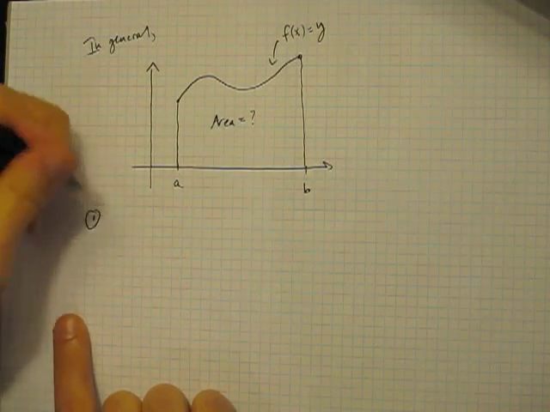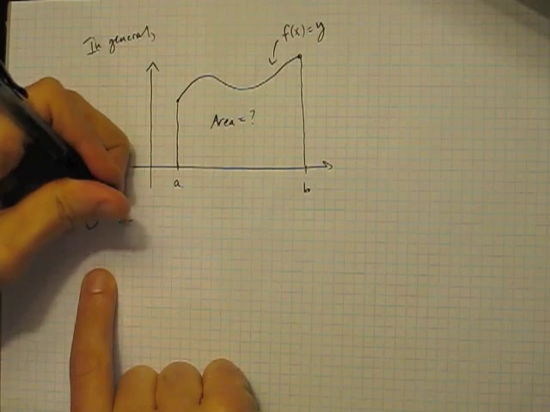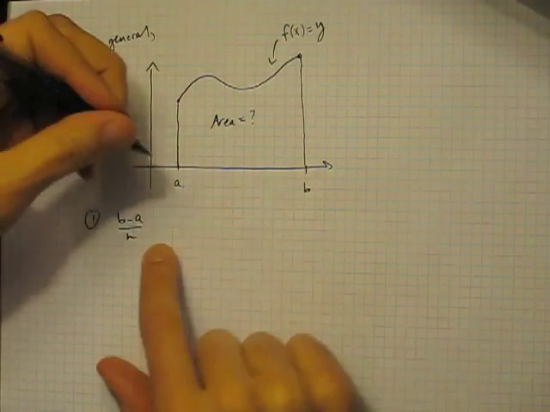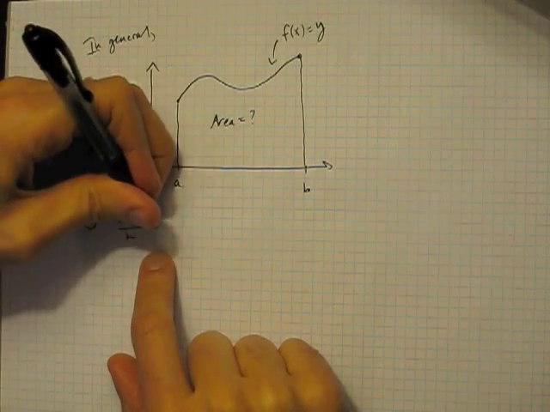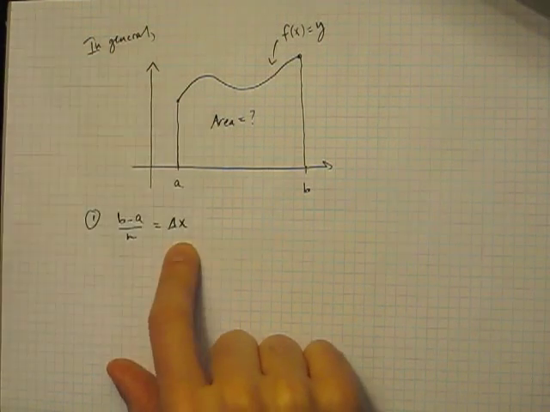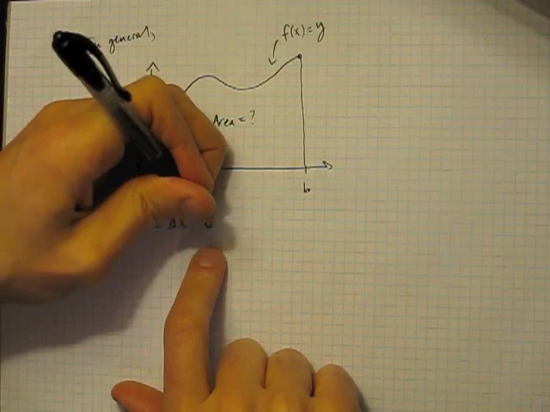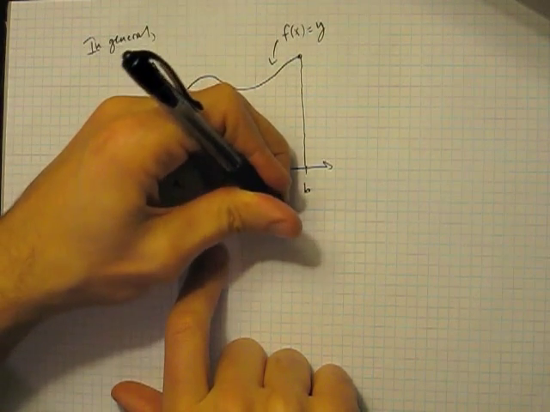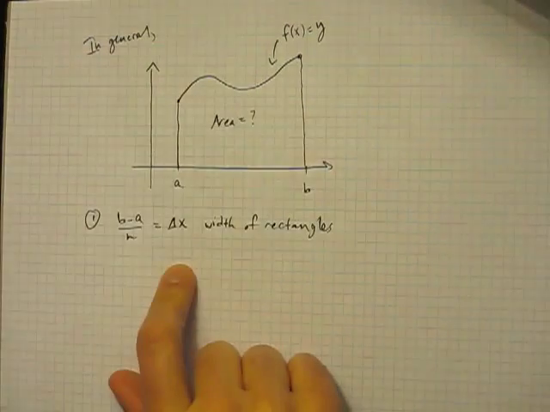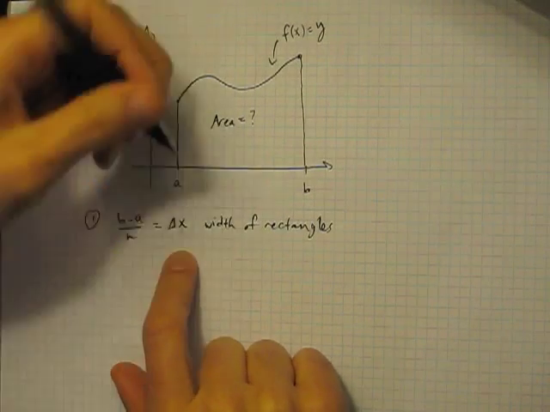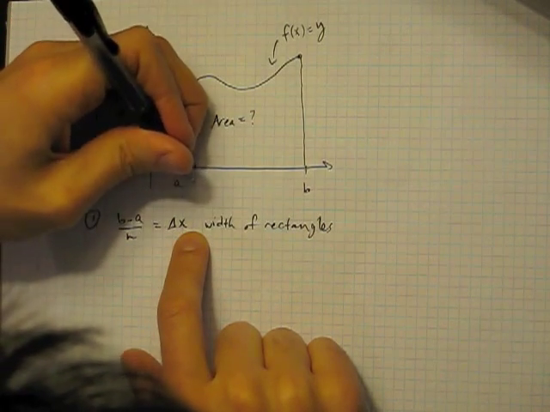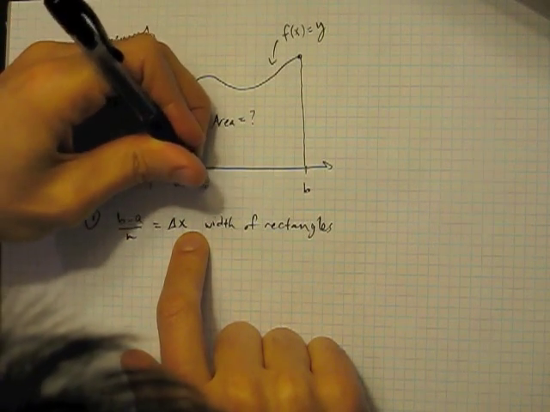Then step 1, you take b minus a, divide by n. This is the length of this. And we call this delta x. So this is the width of the rectangles. Now remember, we're going to take, so right here, this is going to be a plus 1 over n.